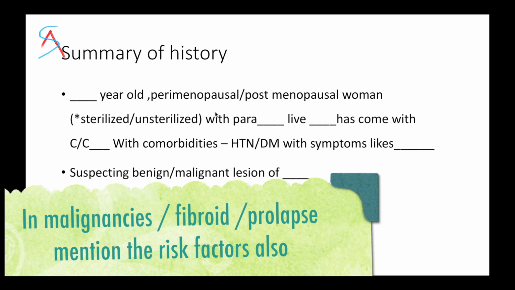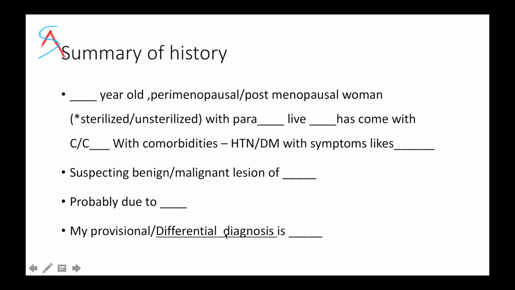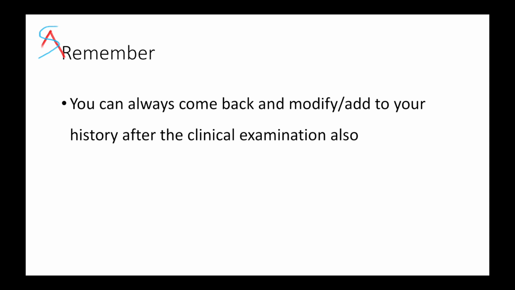Or you can tell the symptoms whatever the patient is having, and then you can give your provisional or differential diagnosis, because history would not give one particular diagnosis. So in differential diagnosis you have to give multiple diagnoses. Remember that you can miss out something in history, so after your clinical examination, when you are sure of your diagnosis, you can come back and modify your history.